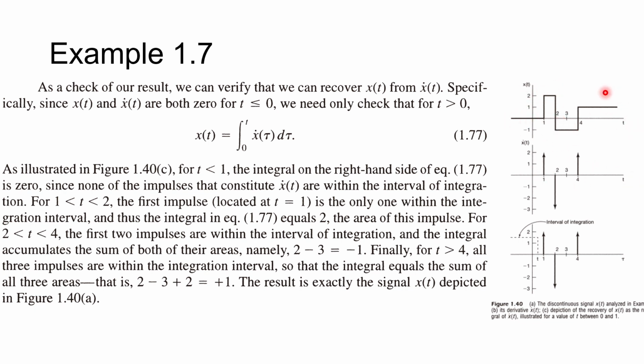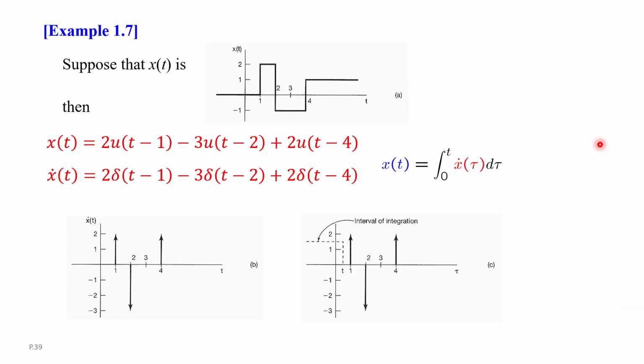So this is really the derivative of the first function. And finally, we can write this in a more algebraic way. You can write this function as a sum of 3 step functions. The first step function starts at t equal to 1 and has height 2. Then you subtract another step function starting at t equal to 2 with magnitude 3. And then finally, a step function at t equal to 4 with magnitude plus 2.